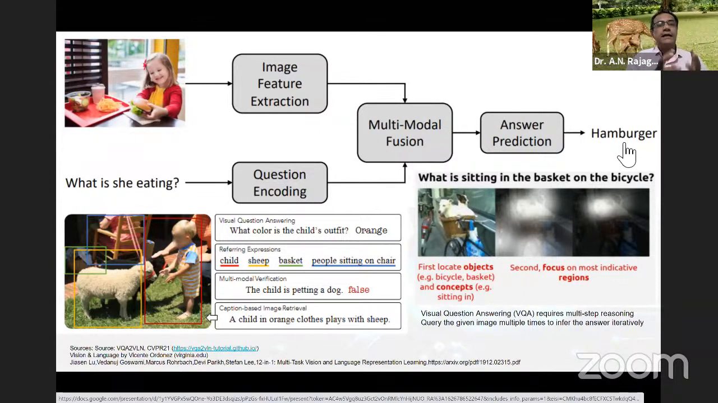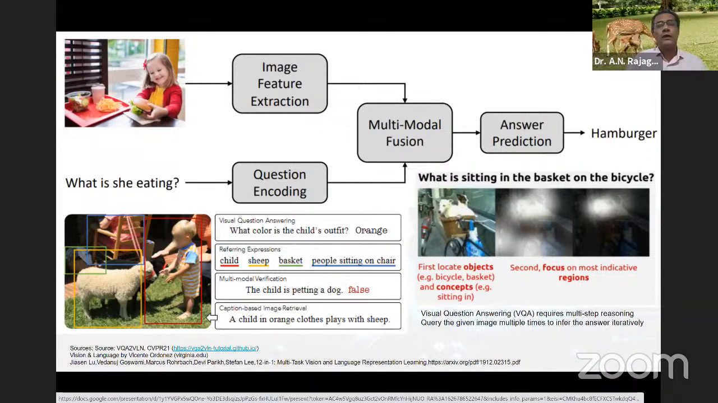And the idea here is that you have a text embedding, and then you have an image feature, and then these two have to be fused in a particular manner. Of course, there are various ways to do it. You could simply concatenate the features or you could place some attention mechanism, whatever it is. It is entirely up to you. And then eventually you pose it as a classification problem, wherein at the output you say whether it is hamburger, whether it is something else, and so on.